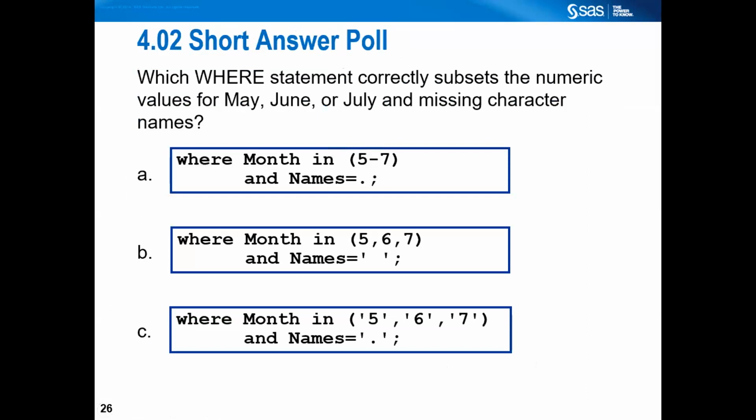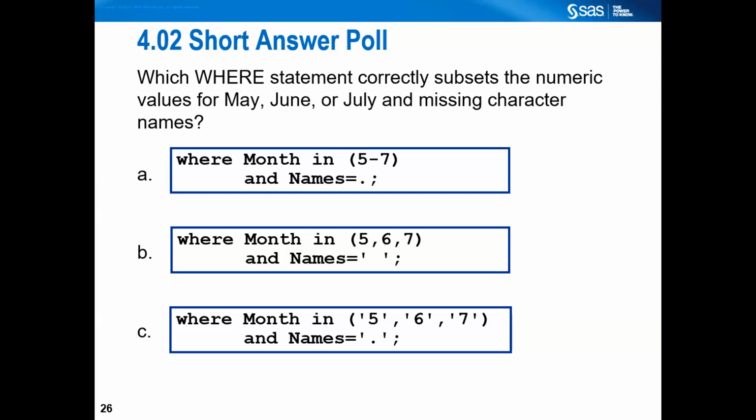Okay, answer this poll. Which where statement correctly subsets the numeric values for May, June, or July and missing character values? B.